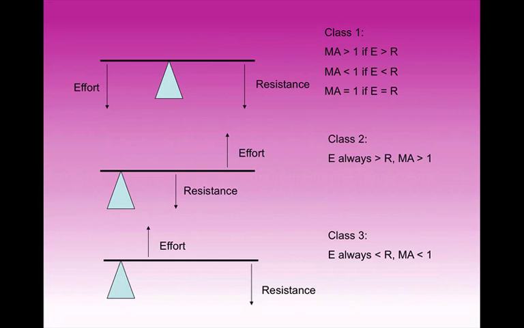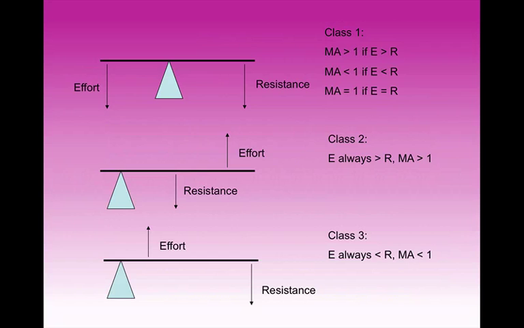A Class 1 lever is one where you've got your axis lying in between your effort and your resistance. A Class 1 lever can have a mechanical advantage of either 1, less than 1, or greater than 1. And this depends on the distance away from the axis that the effort force and the resistance force lie. If the effort force lies farther away from the axis than the resistance force does, then you've got a mechanical advantage greater than 1.